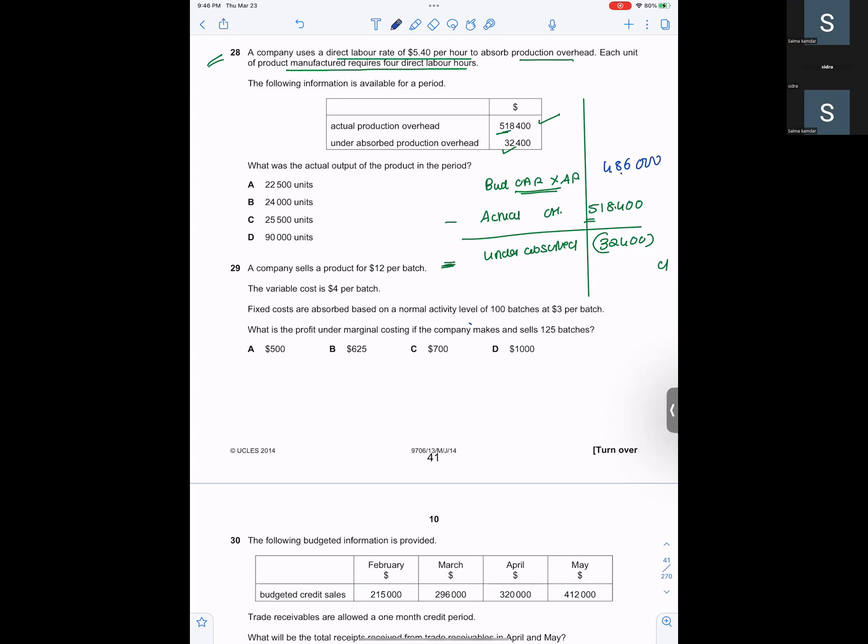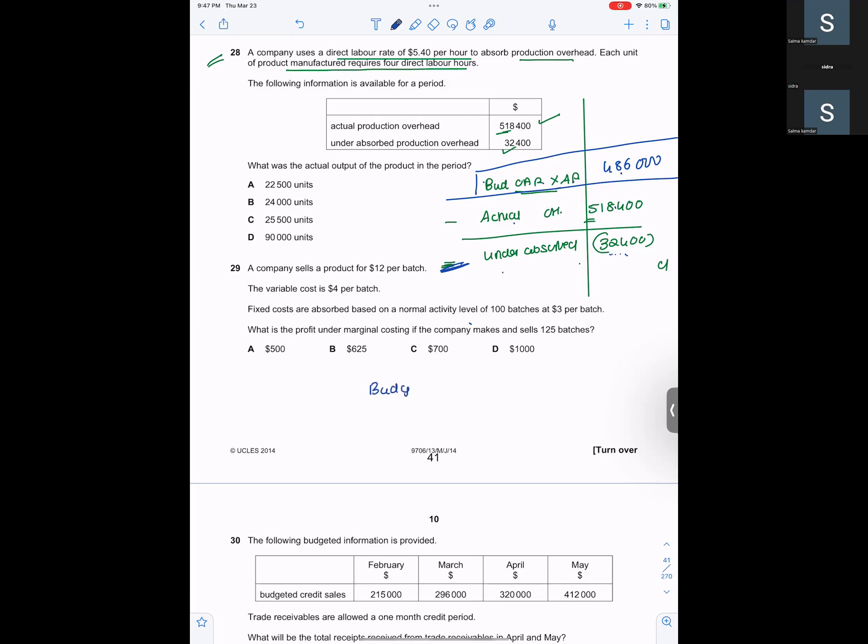This minus this, the answer is negative, no? Acha, you want negative. My bad. Yeah. 486,000 minus 518,400 is 32,400. I took budgeted OAR into actual production minus actual overhead. I got under absorbed if the answer is negative. If the answer is positive, it would be over absorbed. Now I got it, miss.